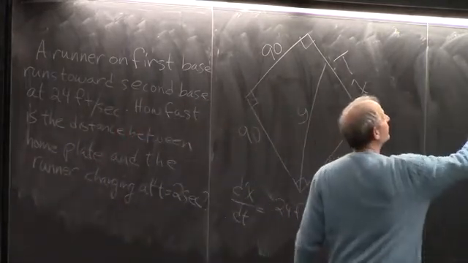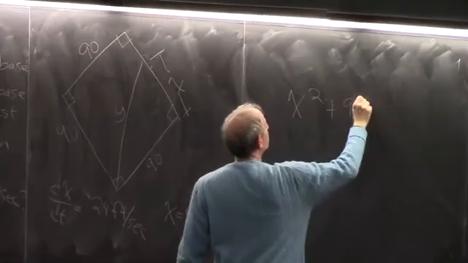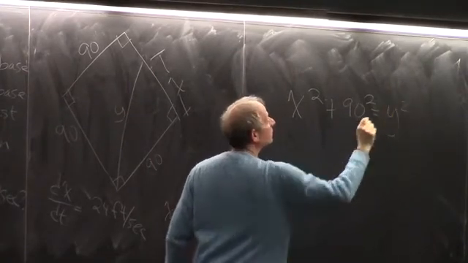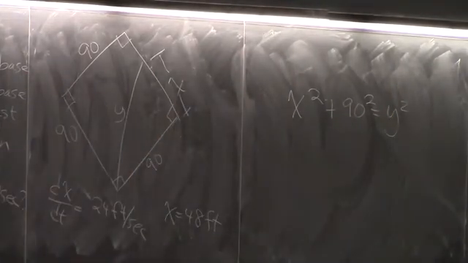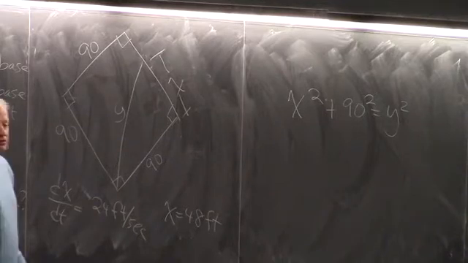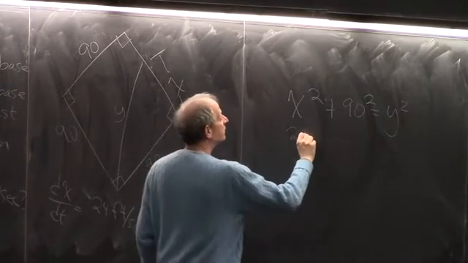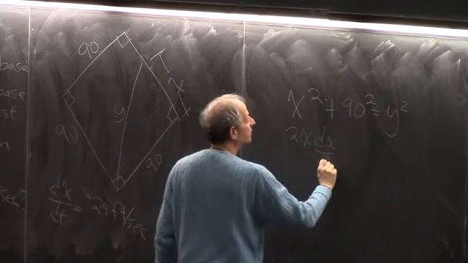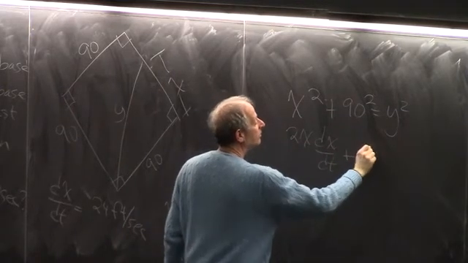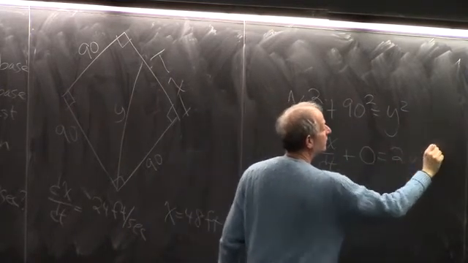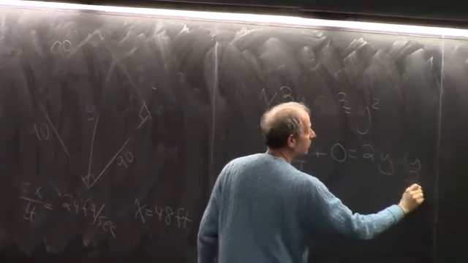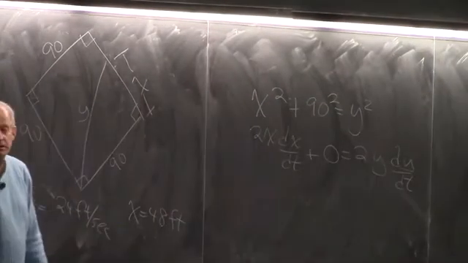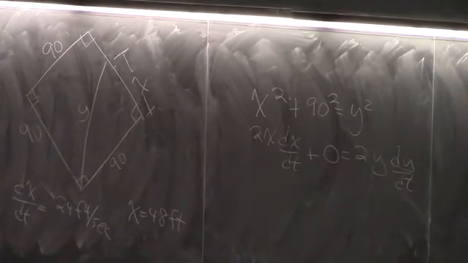We know that x squared plus 90 squared equals y squared. Right? That's the Pythagorean theorem. So let's take the derivative: 2x dx/dt plus 0 equals 2y dy/dt. That's a pretty easy relationship.